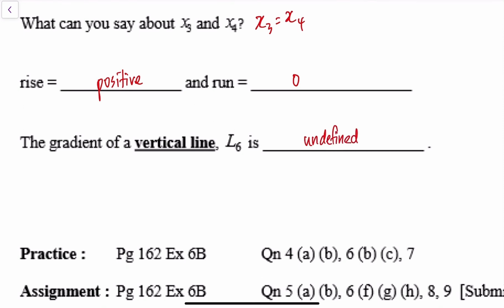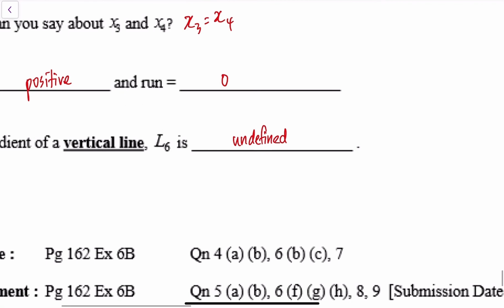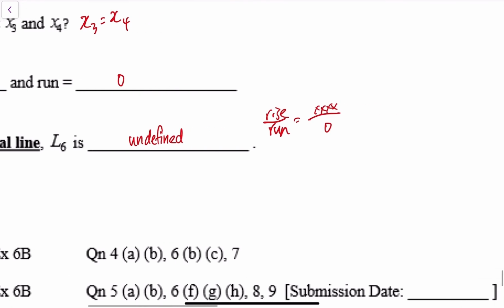Okay, we don't call it infinity. Okay, undefined because when you see rise over run, it doesn't matter what's your rise. If my run is a 0, can you divide anything by 0? No. So if my run is a 0, the number will become undefined. You can't key this into calculator.